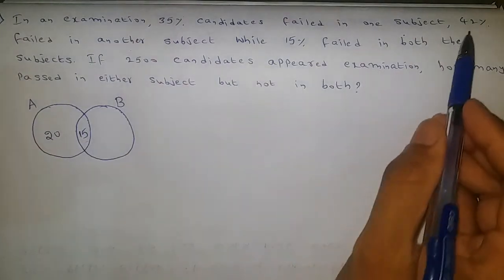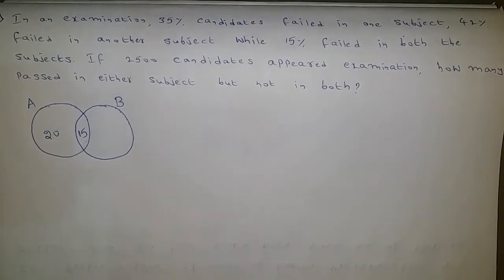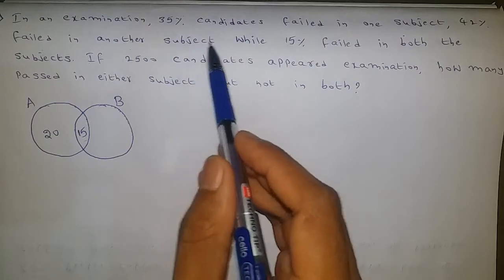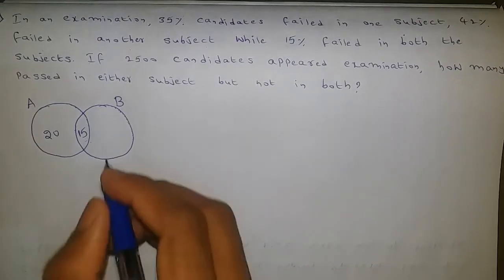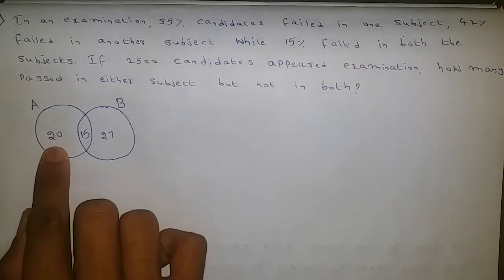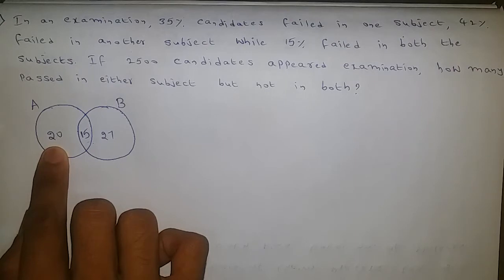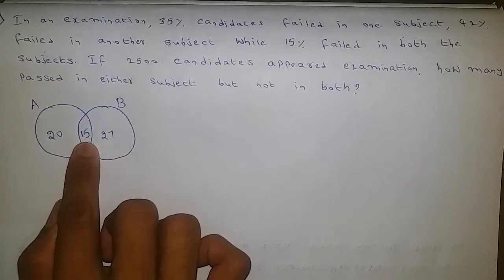Next, 42% failed in another subject. From 42 percentage, already 15 percentage is completed, so the remaining is 27 percentage. So 20 percentage failed only subject A, 27 percentage failed only subject B, and 15 percentage failed both the subjects.